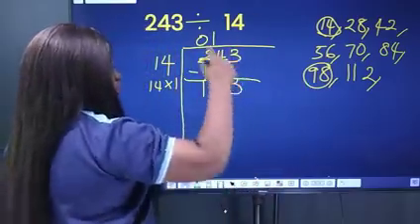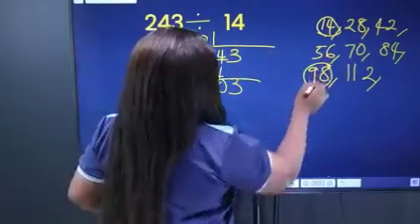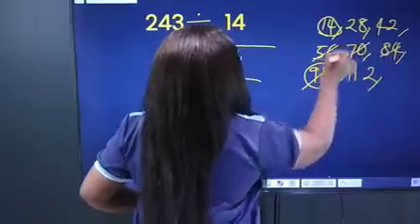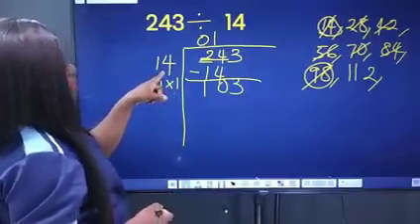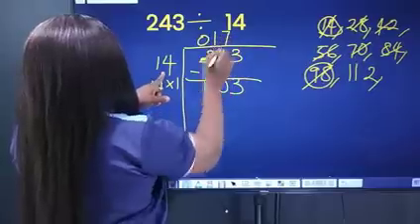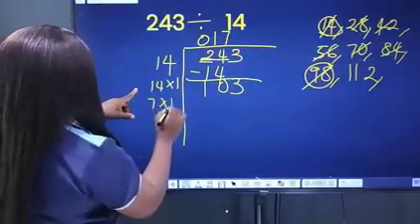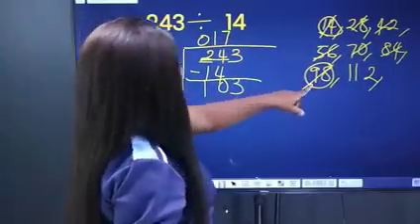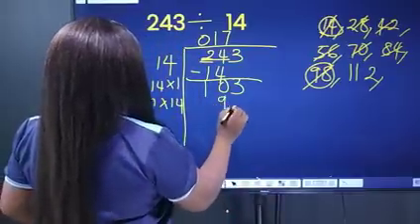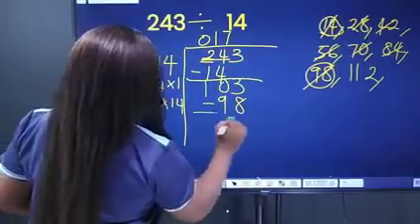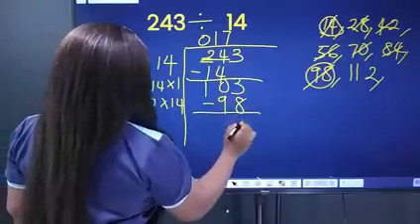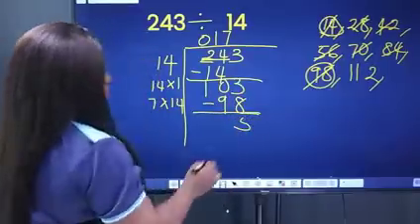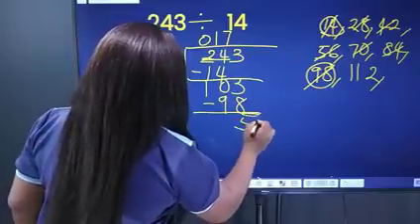So now let's count the number of times we skip counted. 1, 2, 3, 4, 5, 6, 7. Which means 103 divided by 14 is 7. So 7 times 14. 7 times 14 is 98. So 103 minus 98, what will that give us? So this will give us 5. So 103 minus 98 is 5.